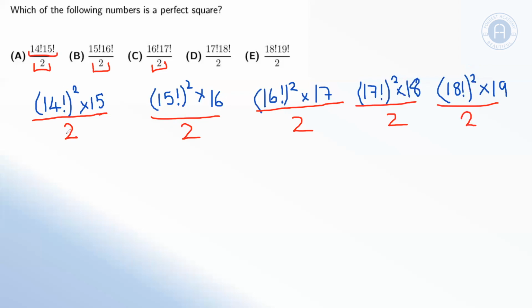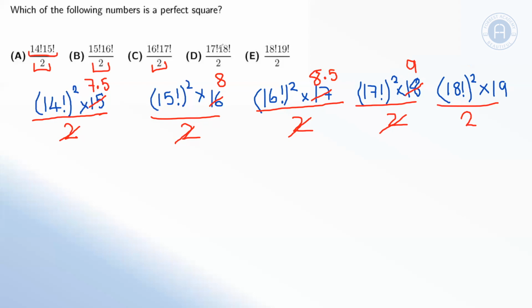So here we're going to cancel this 2 with the 15, and we're going to change that to 7.5. No square numbers there. Here we're going to cancel the 2 with the 16 to get 8. 8 isn't a square number, so that doesn't help us. 2 with the 17 is going to give us 8.5. Decimal answer, not what we want. 2 with 18, which is 9. Now 9 is a square number.